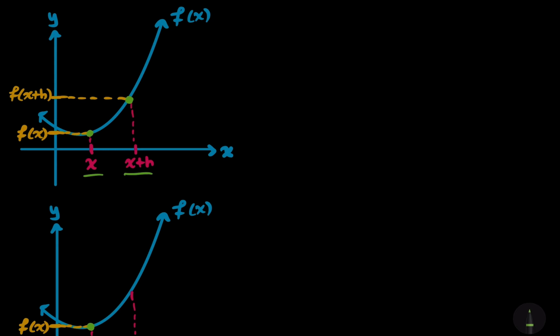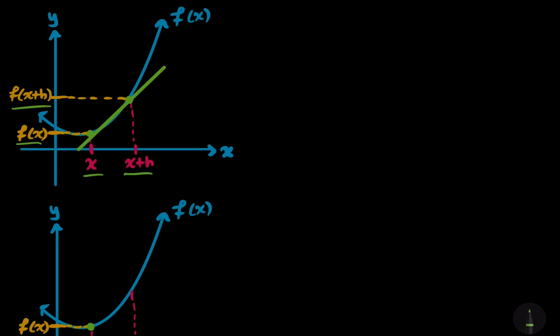And we know that the corresponding f of x values are just going to be f of x and f of x plus h as a result. We don't really care what this function is, we just know that we have these 2 points and their corresponding f of x values. And so what we can do is calculate the secant line between these 2 points. So what does that mean? If we take some line and we connect these 2 points in this manner over here, then we have what we call a secant line.